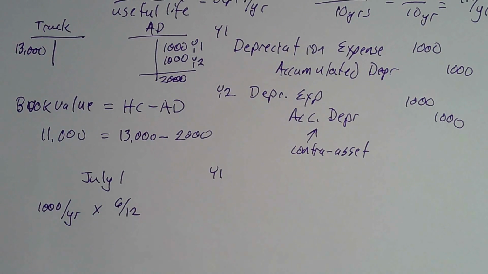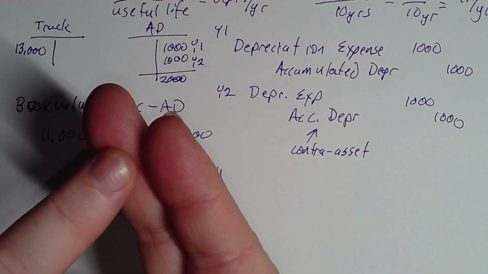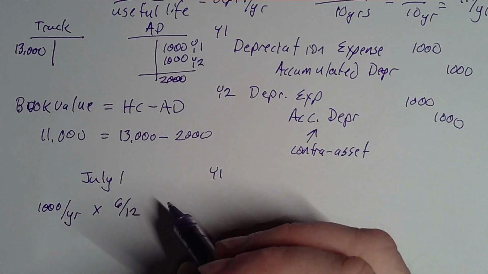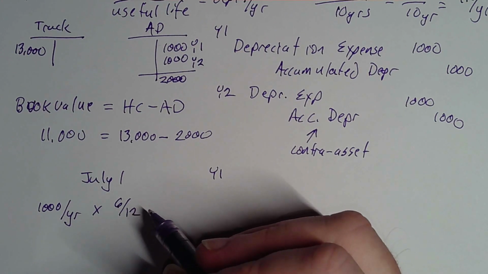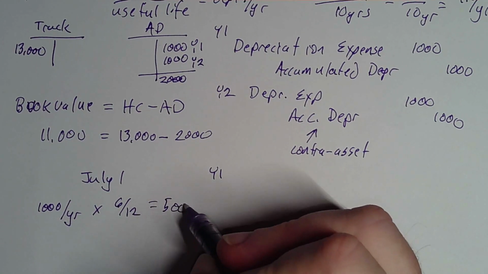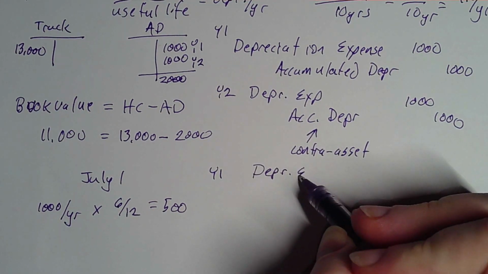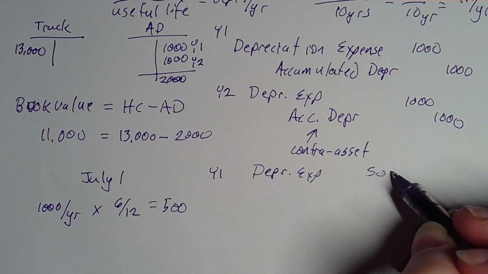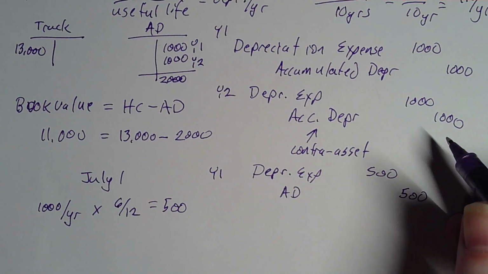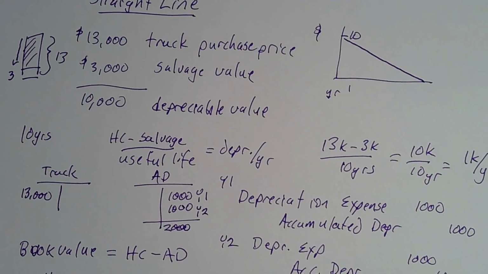But in fact, we're talking about all of October, all of November, and then all of December. So that's actually 3 months. So here, 1,000 a year times 6 out of the 12 months. So for the first year, we would have a depreciation expense of 500. We would just prorate it and the accumulated depreciation of 500. Okay, so that's an example of straight line.